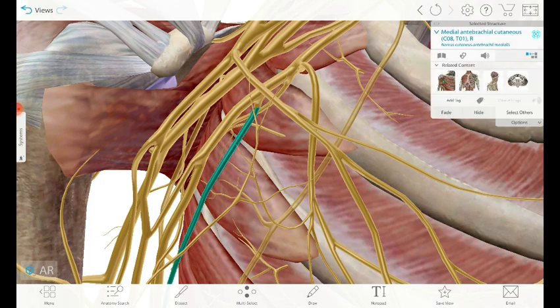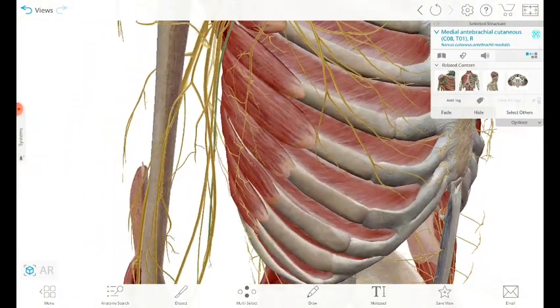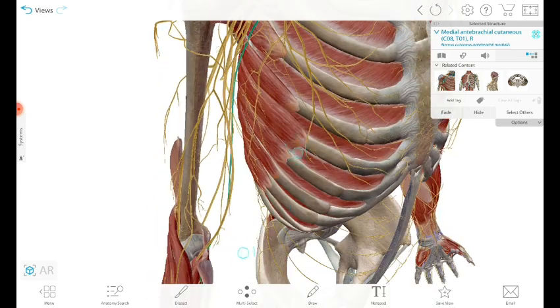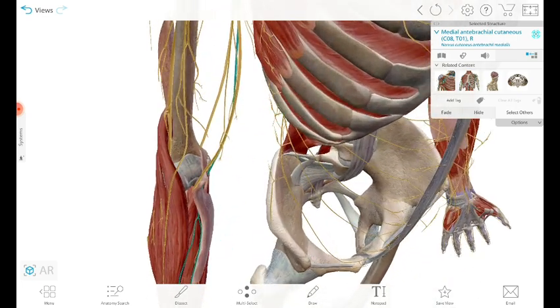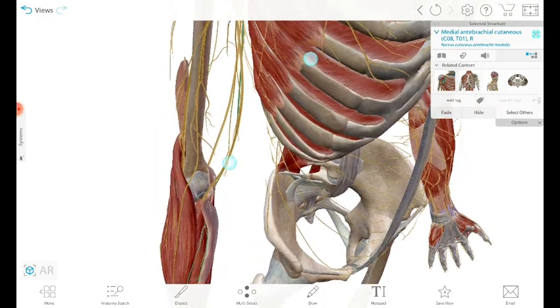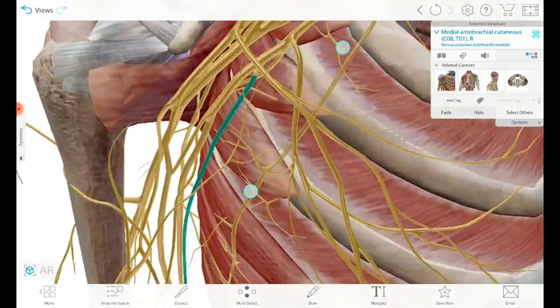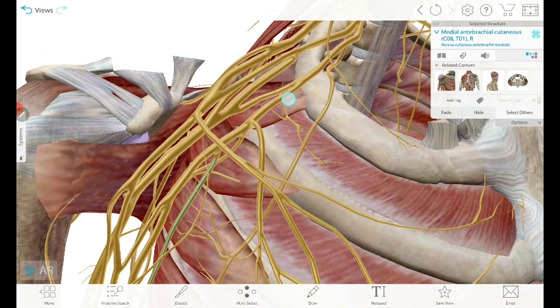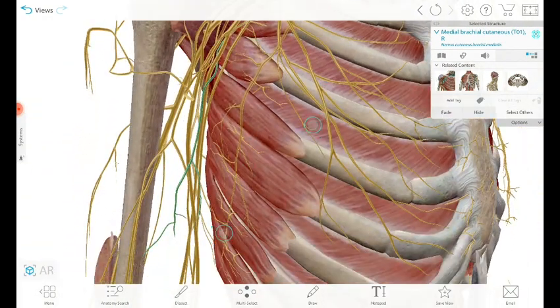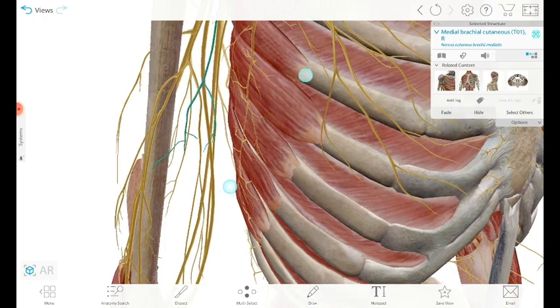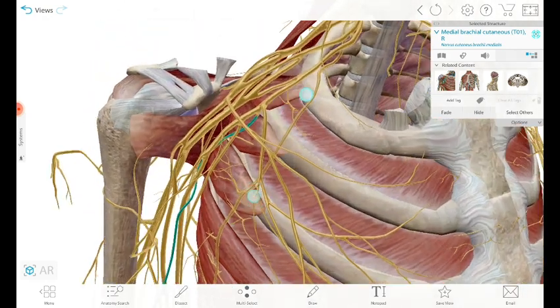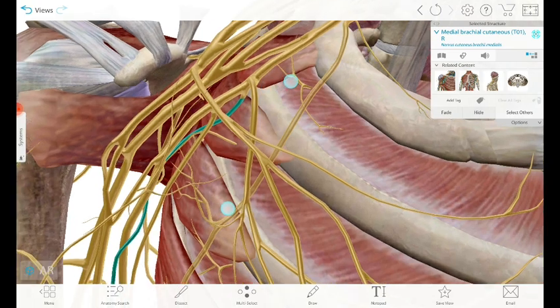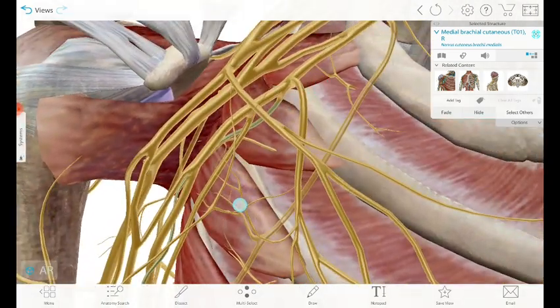So let's see this branch over here. We can see this branch is descending up to the level of the forearm. So this must be the medial cutaneous nerve of forearm, and we can see it arising from the medial cord. And let's see its other branch. So this nerve over here, let's trace it downwards. We can see that this is descending only up to the level of the arm. So this must be the medial cutaneous nerve of arm. We just saw the medial cutaneous nerve of forearm, and this is the medial cutaneous nerve of arm.